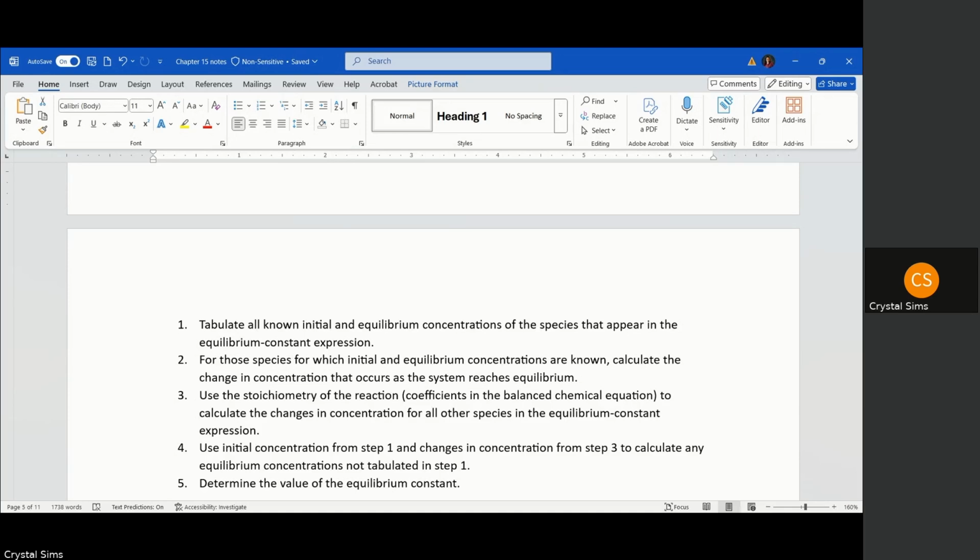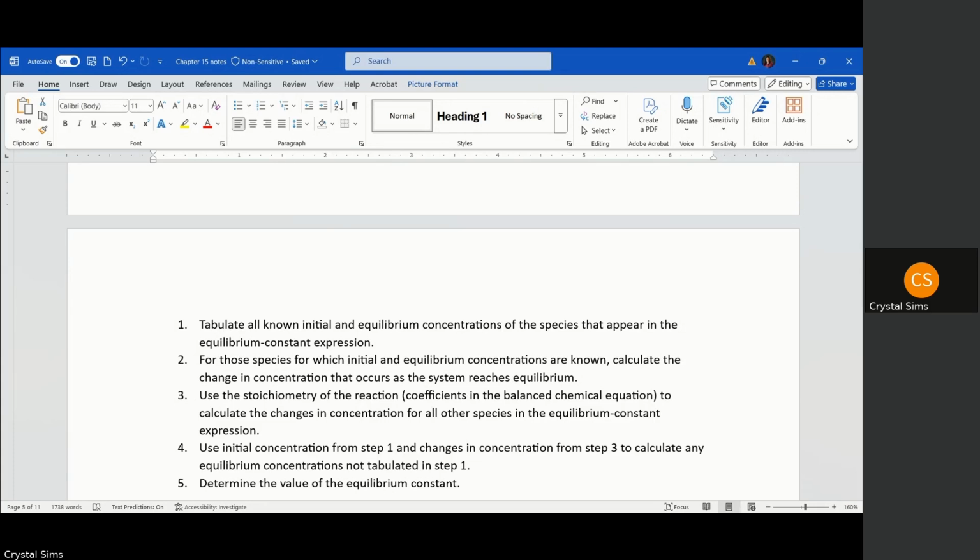Okay. We can take the initial concentrations from step 1, the changes in concentration from step 3, and calculate any of the equilibrium concentrations that we didn't know from the beginning. And from there, then we can determine our equilibrium constant. So when we don't know the concentrations, we have to do a bit more work to figure out what our concentrations are so that we can set up our expression, plug in the numbers, and go from there.